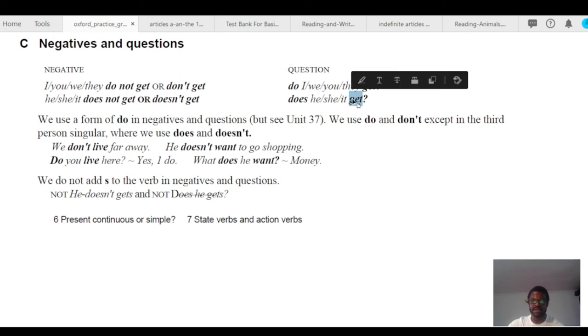You see, this get, we did not put any s to it. The same goes for when it is a negative. No. Cannot say he doesn't gets. So here we use a form of do in negatives and in questions. See, say he doesn't get. No, you don't put an s. I don't want this video to be so long, so I'm going to stop here.